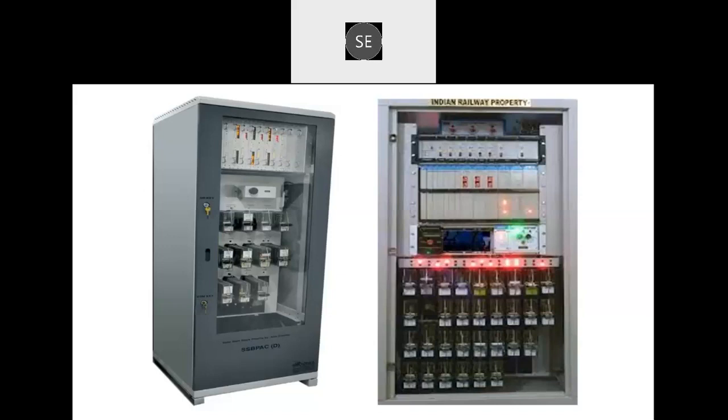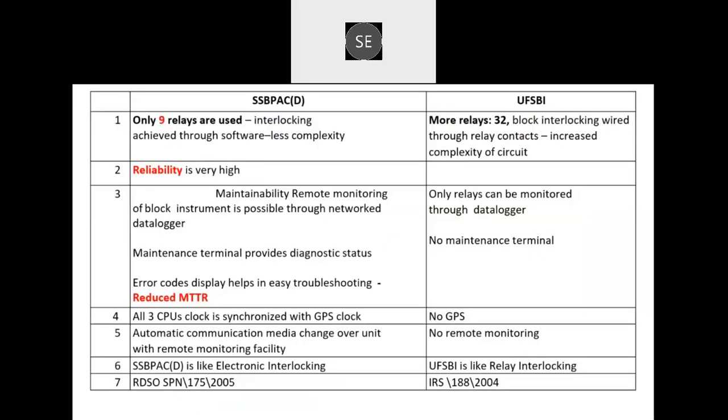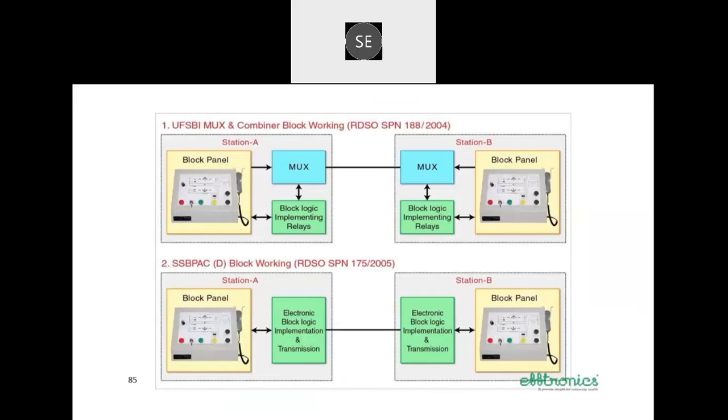So that is what I have just covered. It looks like this, and the block panel is very similar, both are actually the same. The block panel of FSBI and SSBPAC are the same. The only thing is that there the block logic is implemented through relays, and here it is implemented through software, so that it reduces the complexity of the system, as we have fewer relays.